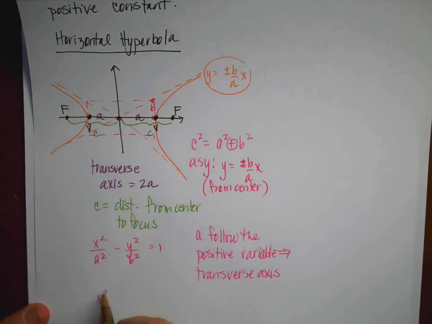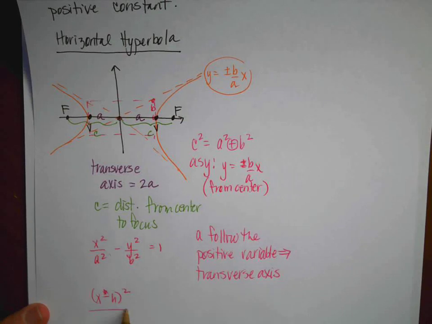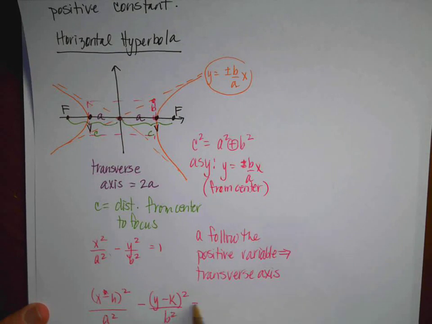And then, of course, we can translate this. So this is x minus h quantity squared over a squared minus y minus k quantity squared over b squared is equal to 1.